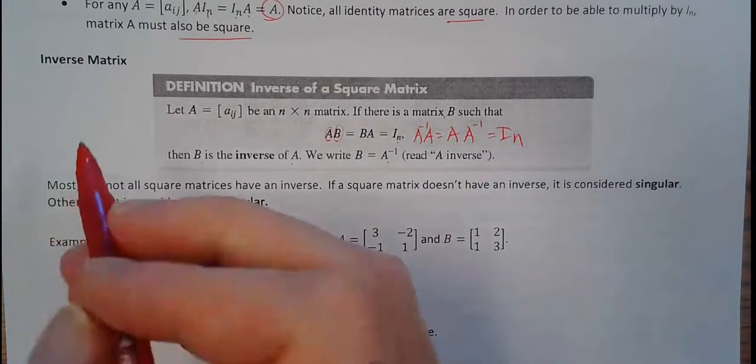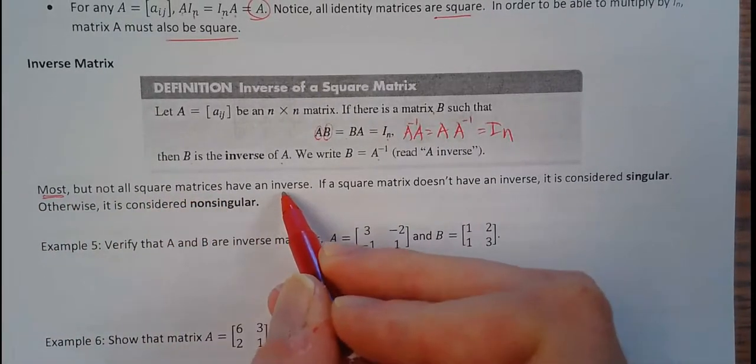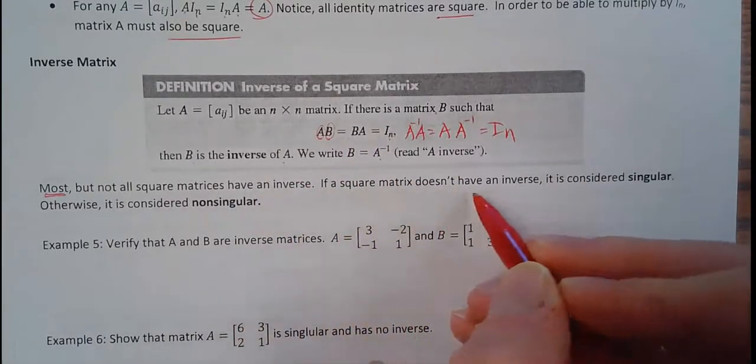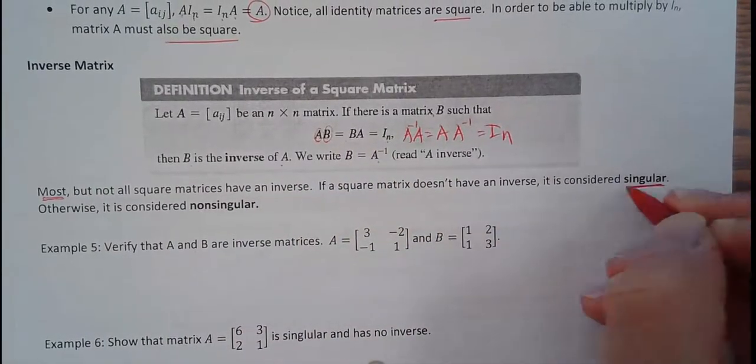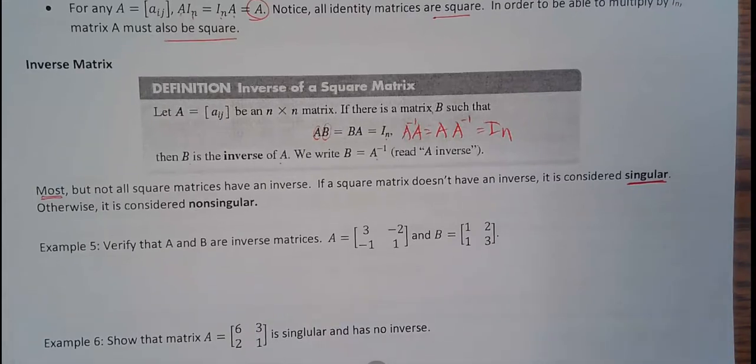Okay? Now, most, but not all, square matrices have an inverse. There are some that don't, but it has to be square. So if a square matrix doesn't have an inverse, it's called a singular matrix. If it has an inverse, it's called non-singular. So singular just goes by itself. You can't multiply by anything to get the identity.